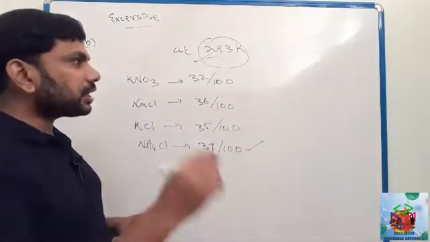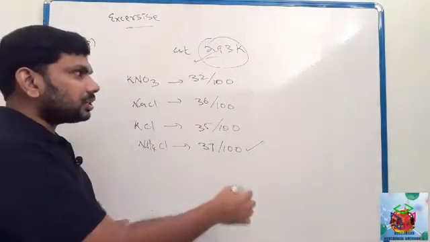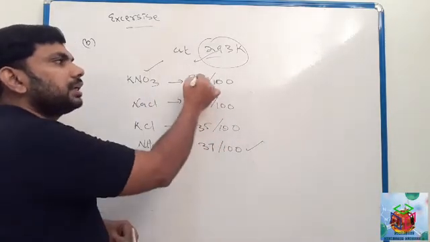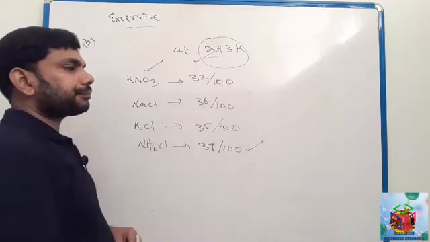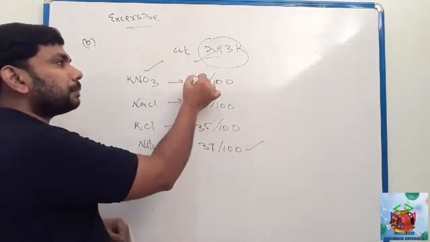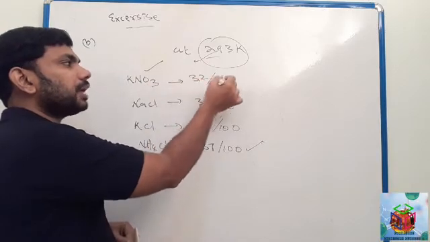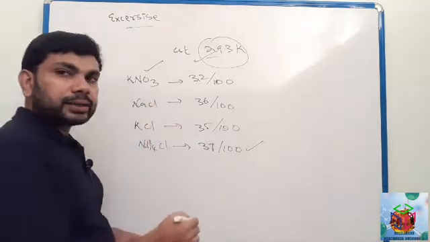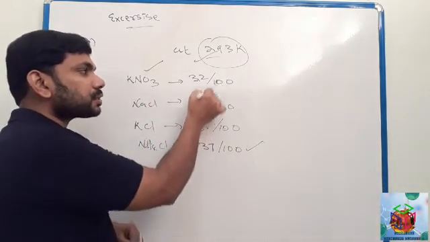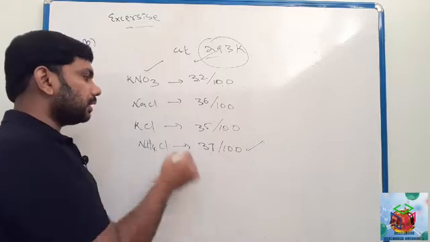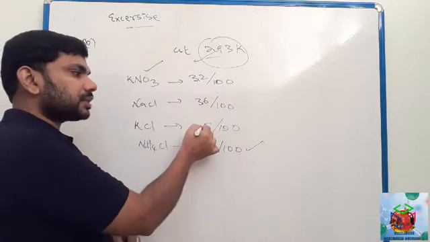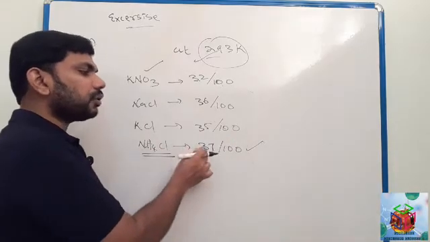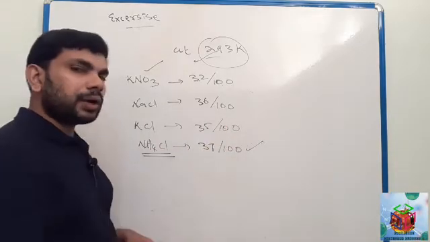Okay, so you can check the table at 293 Kelvin. In the table it is clearly given: potassium nitrate, 32 gram in 100 gram. Here 32 gram potassium nitrate dissolves in 100 gram water at this temperature. Similarly, sodium chloride, 36 gram in 100 gram water. Potassium chloride, 35 gram in 100 gram water. Ammonium chloride, 37 out of 100.